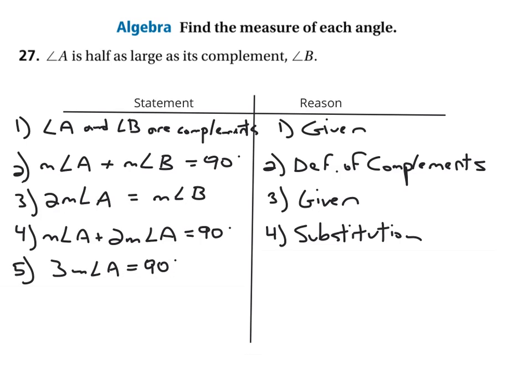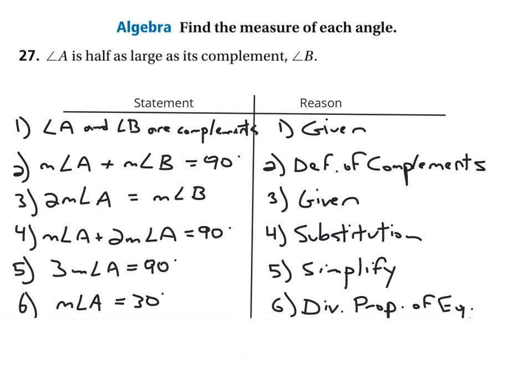Now I'm going to add them together to be 3 times the measure of angle A equals 90 because there's one here. It's got a coefficient of 1. If you don't see anything, you know there's one of them. And then 2 of these, so 3 together. And that is just simplifying by combining the like terms. Okay. What am I going to do now? Well, I'm going to divide both sides by 3 and then get it down to just the measure of angle A, which is 30. And that's the division property of equality.